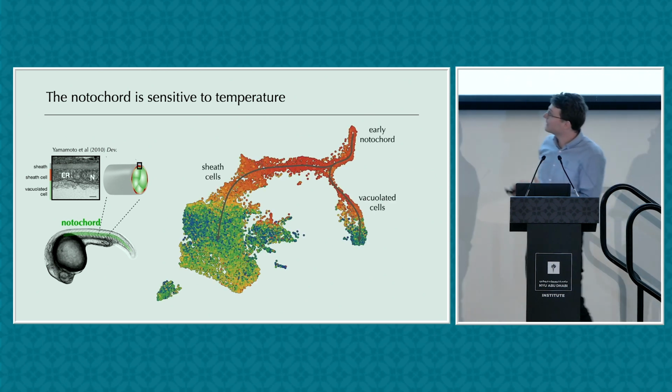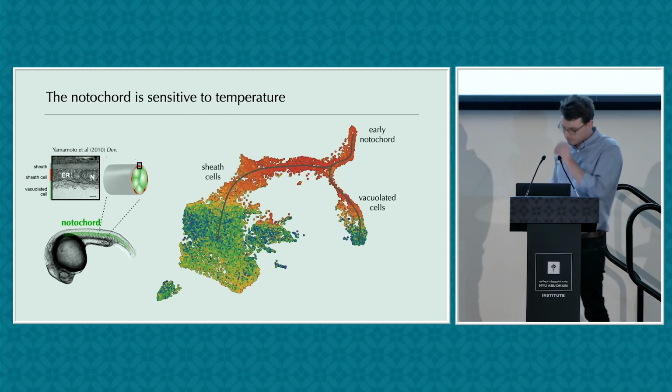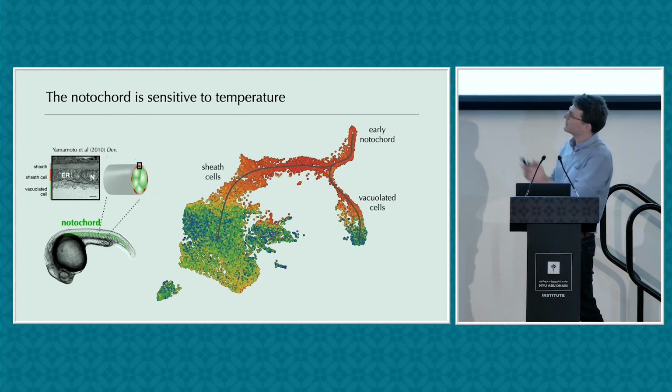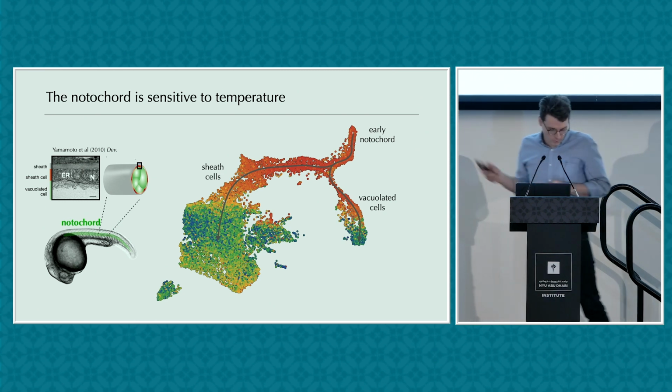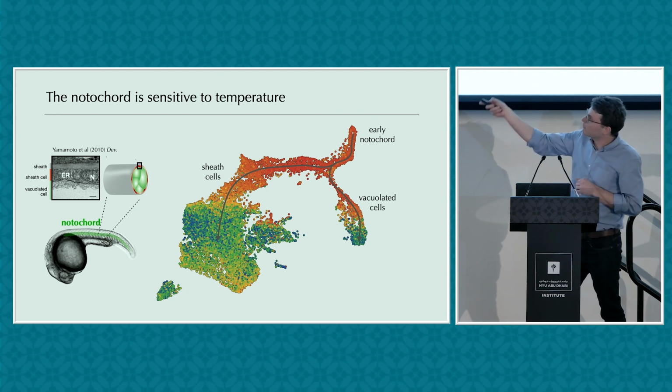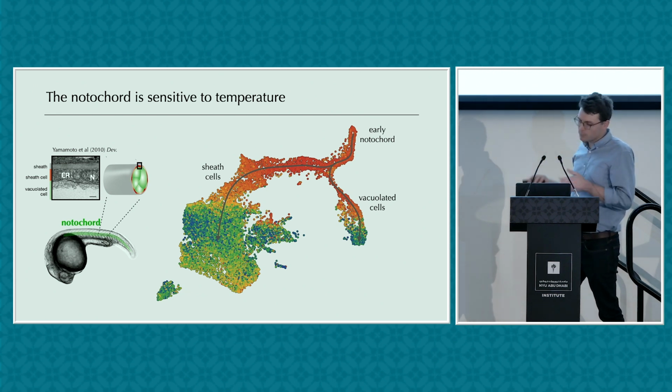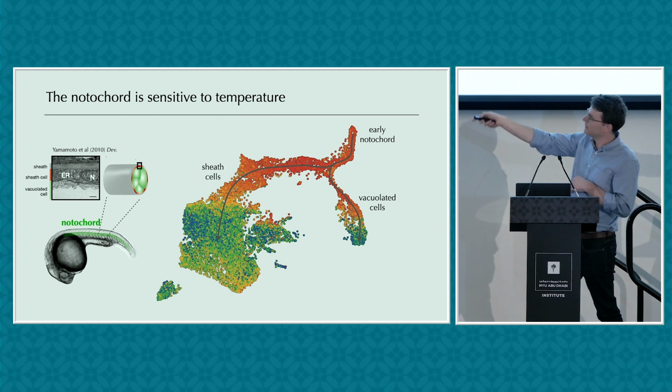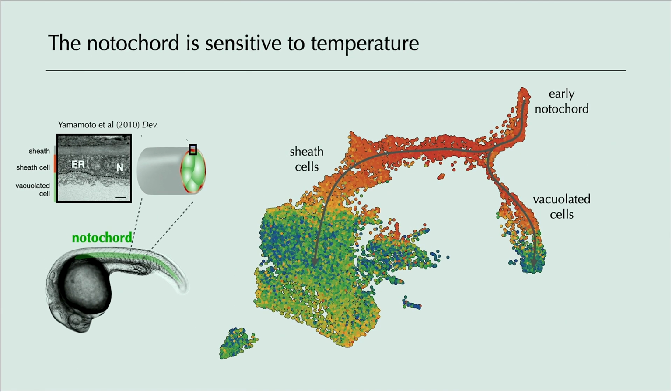If we isolate just the notochord cells from the data, we can start to see, what is the source of our temperature sensitivity? Is it these vacuolated cells or is it these sheath cells? So if we isolate just the notochord cells, they're here colored by time point, early to late. I hope you can see that the trajectories to each cell type are very clear. And you can see that, of course, there are many more sheath cells than there are vacuolated cells.